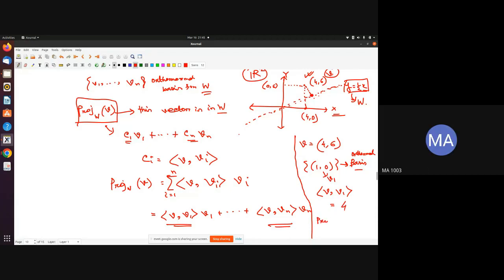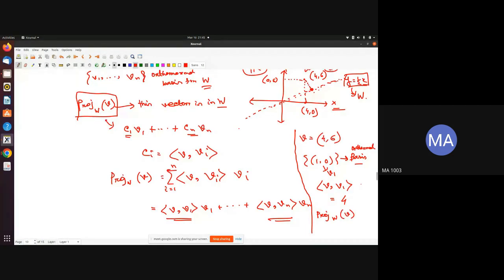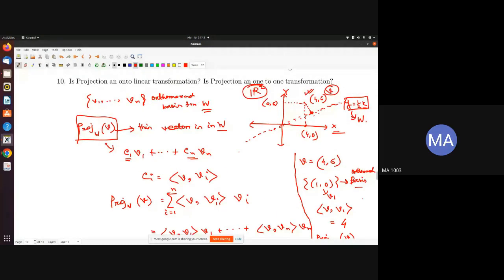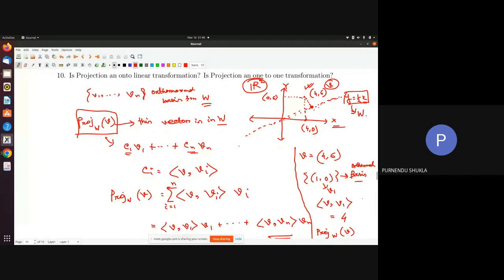So what is the projection of V in the space W? W is the x-axis. 4 times (1, 0), that is (4, 0). It is matching with our usual concept, right? Okay. That is what we are doing. Clear? Yes, sir.